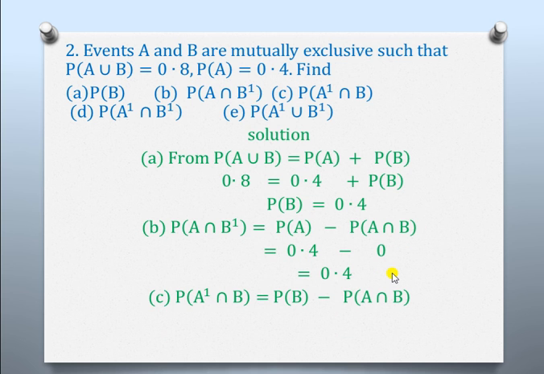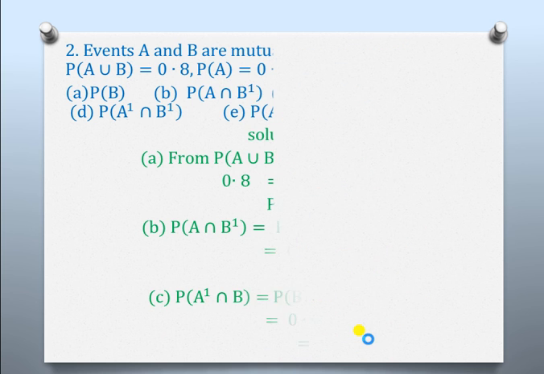Let's look at part C. Part C wants the probability of A complement intersection B. By set theory again, this is as good as the probability of B minus the probability of A intersection B. But this is still 0, and we know this already as 0.4. So it will also be 0.4 minus 0, and that gives us 0.4.